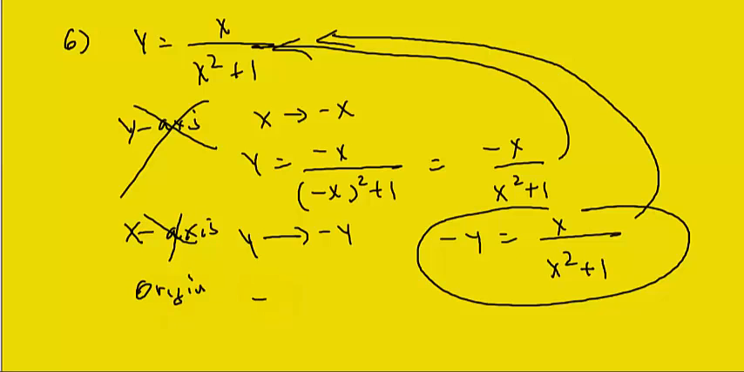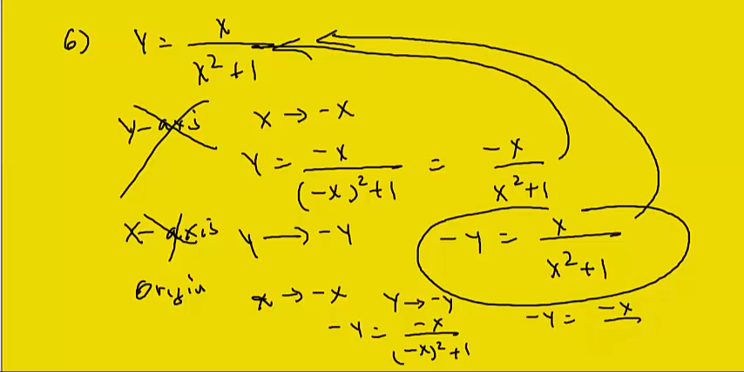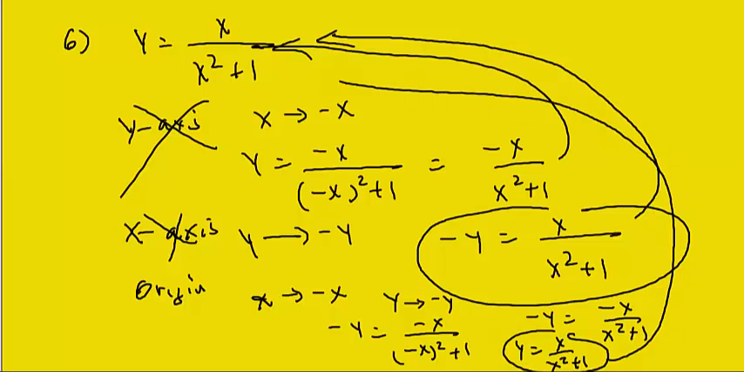Origin. Turn all the x's into negatives, turn the y's into negatives, and then check. So negative y is equal to negative x over negative x squared plus 1. That means negative y is equal to negative x over x squared plus 1. When I multiply both sides by negative, my negatives cancel, and I get y is equal to x over x squared plus 1. Is this the same as that? Yep. So it's symmetric to the origin.